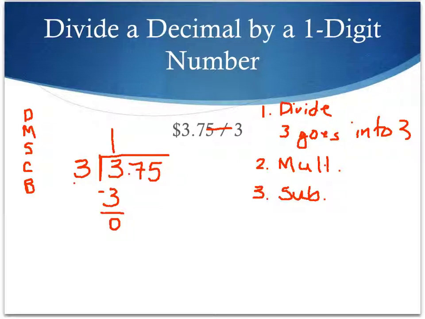Next step, check. The check piece is when after I subtract, I need to check to see if that number is smaller than my divisor. This number here always must be smaller than the divisor. Otherwise, if it isn't, this answer then is wrong and needs to be bigger. So I know that 0 is smaller than 3, which means now I can bring down my next number. So that's step 4, bring down.